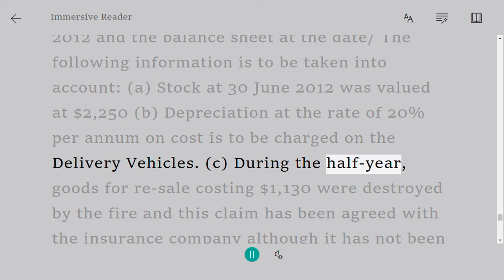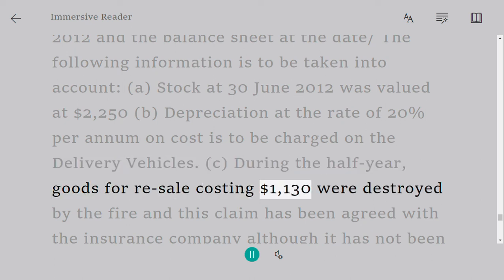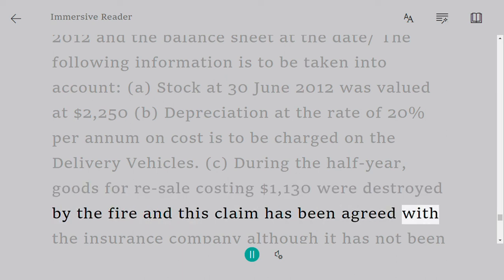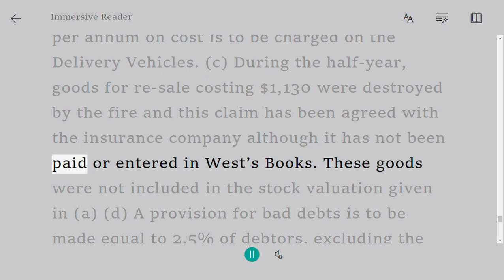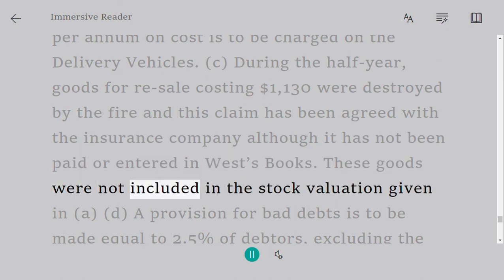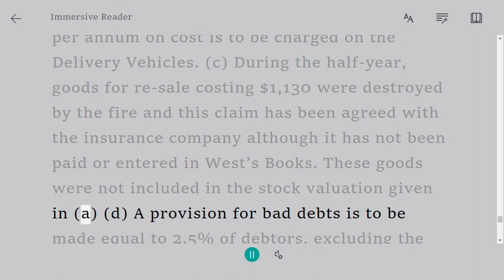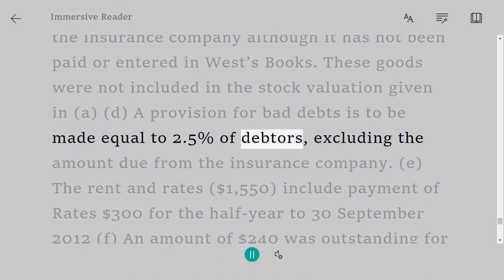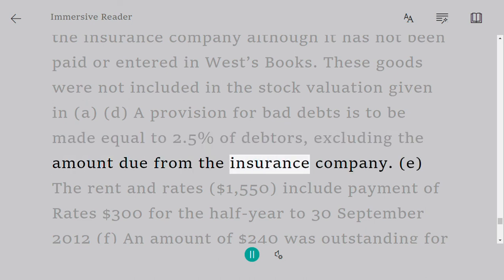C. During the half year, goods for resale costing $1,130 were destroyed by fire, and this claim has been agreed with the insurance company, although it has not been paid or entered in the books. These goods were not included in the stock valuation given in A. D. A provision for bad debts is to be made equal to 2.5% of debtors, excluding the amount due from the insurance company.